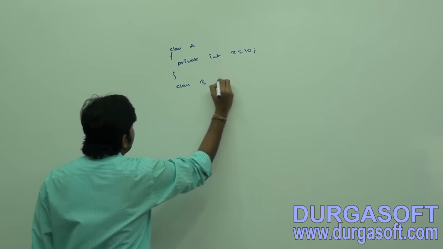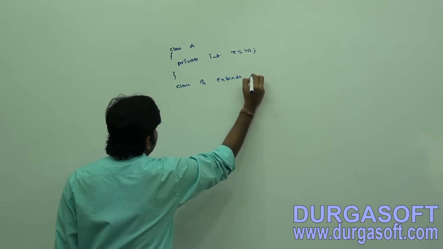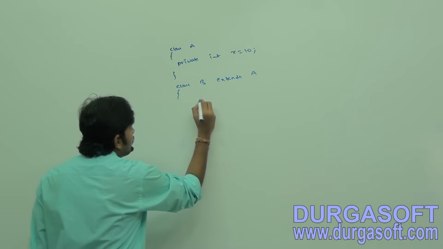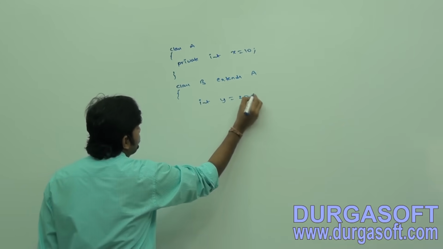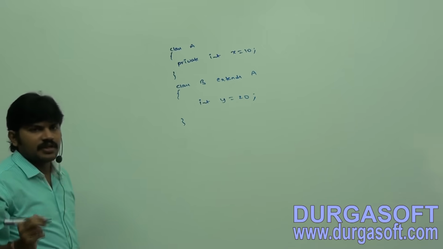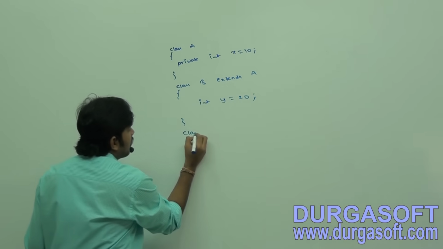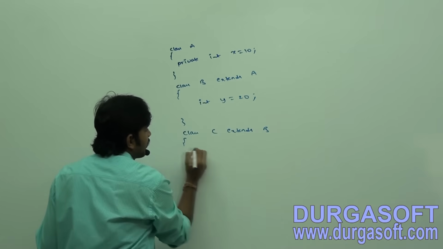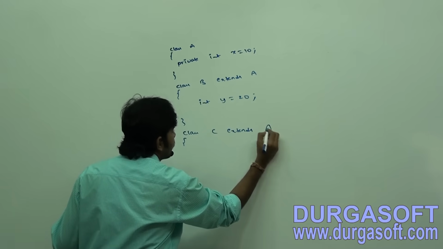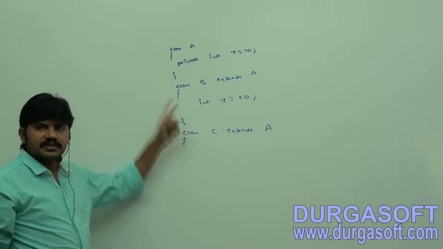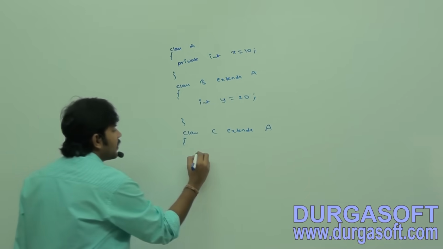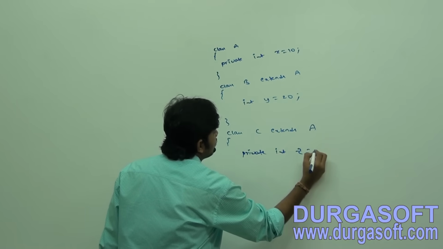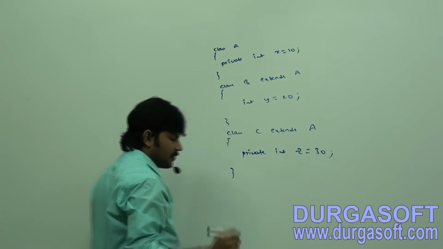Next, class B extends A, with int y = 20. Next, class C extends B. Sorry, class C extends A only. Now I am taking private int z = 30.